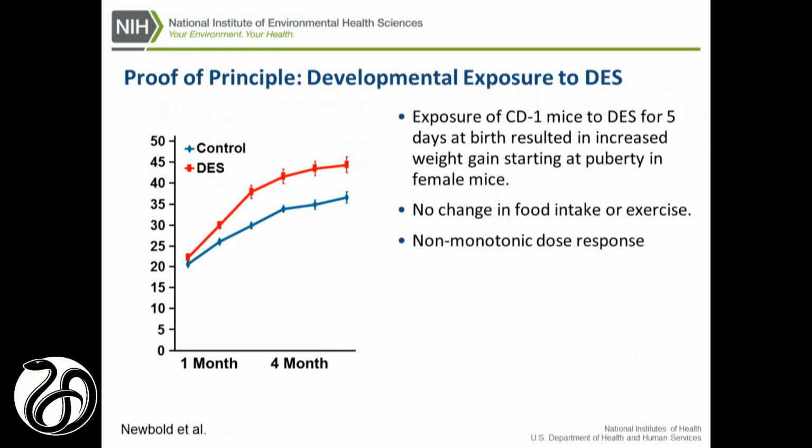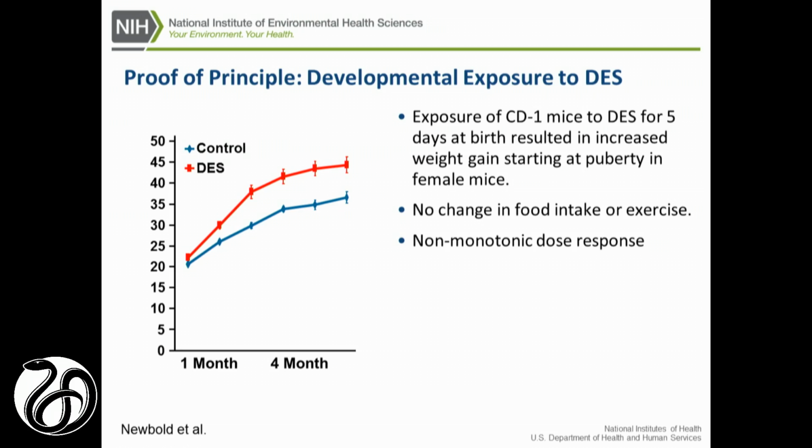I think there's another proof of principle, and that is the developmental exposure to DES. So DES is diethylstilbestrol. It's a chemical, a drug that was given to millions of women to prevent miscarriage. It didn't actually do that, but in the offspring resulted in many different diseases and dysfunctions, including some very rare cancers. So this is an animal model, a mouse model, where DES is given just for 5 days from day 1 to 5 at birth. Then the exposure is completely gone, and you just follow the animals for the rest of their life. And initially, nothing happens, but once they go through puberty, the ones that were exposed to DES have increased weight gain.